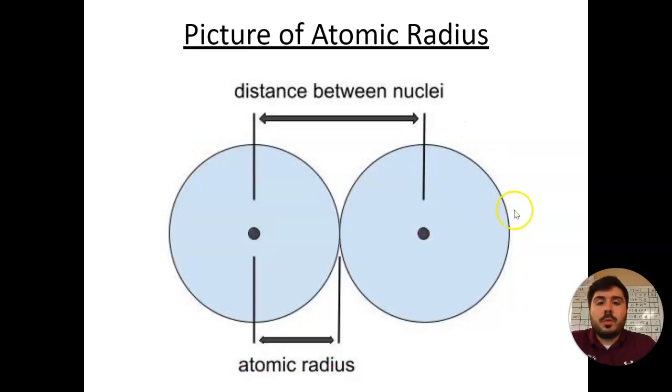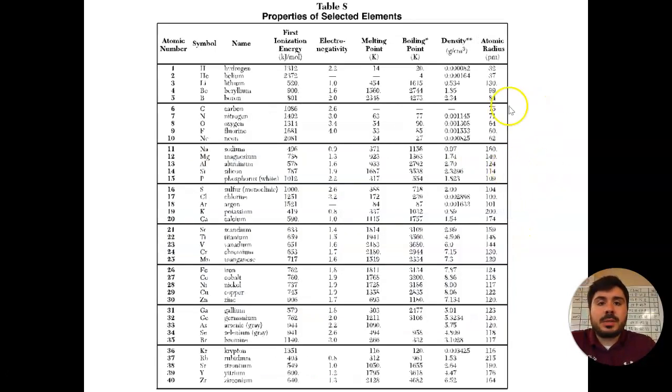Moving on from atomic radius, now there's Table S. Table S is really important and really convenient to have. It gives you a ton of information in a nice, concise table, like the atomic number, the symbol, and the name of the element. A ton of really great and useful information.